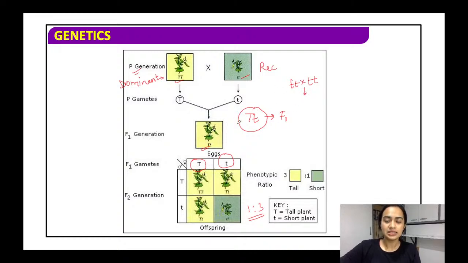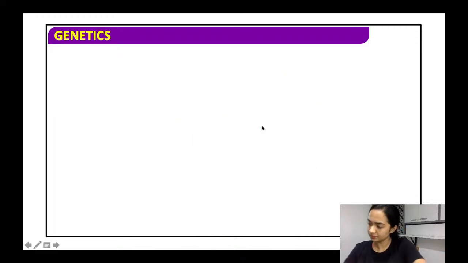this is clear. See, the first generation here is a capital T and a small t. And in such a condition, the dominant character, that is the capital T, will always dominate. That is, the plant is phenotypically tall. That means by the external appearance, by my eyes, I can see that the plant is tall.